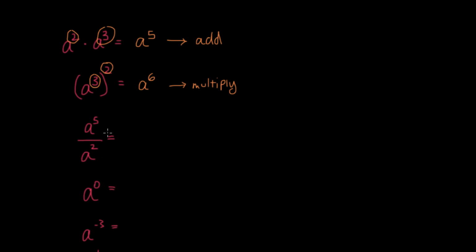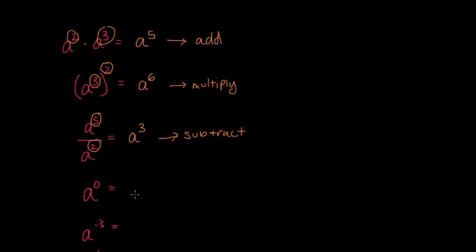Our next one has a to the fifth over a to the second. Whenever we have more than one base, we always need to check if they are in common. If they are, then our answer is going to be the base. And in this scenario, where we have a fraction of a to the fifth divided by a to the second, we're going to take the exponents and we're going to subtract them. So 5 minus 2 is 3. So in these scenarios, you always subtract.